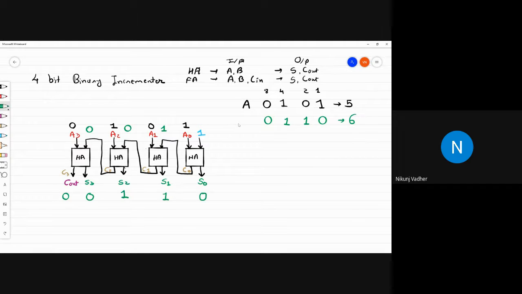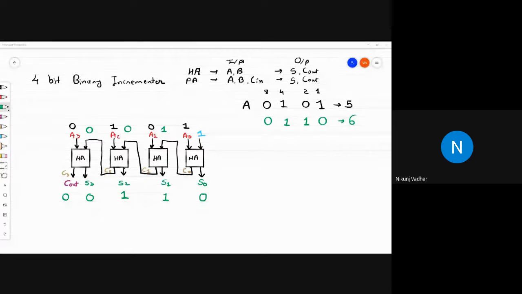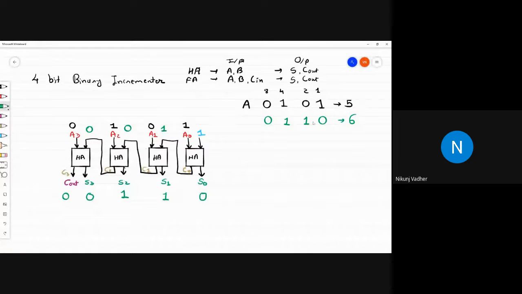Okay, let's have one more example. Let's assume the current value of A is all 1s.